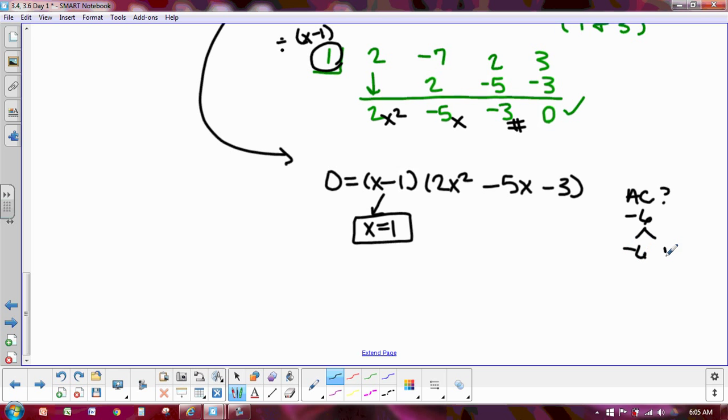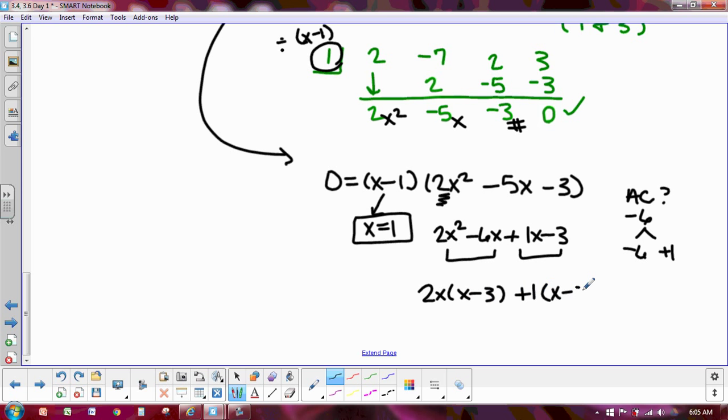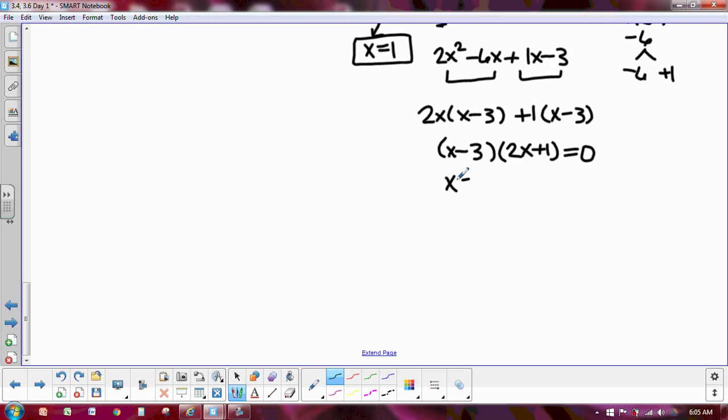I can do negative 6 and positive 1. And I can go all the way through the AC method because I have a constant in front of my x squared that's not 1. So 2x squared minus 6x plus 1x minus 3, factor by grouping, 2x out, x minus 3, plus 1, x minus 3. This does work because those parentheses match. So x minus 3 is a factor, and 2x plus 1 is a factor. So if I set those equal to 0, I end up getting x equals 3, and x equals negative a half.